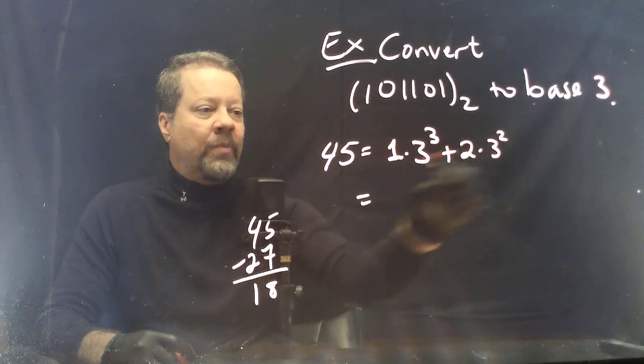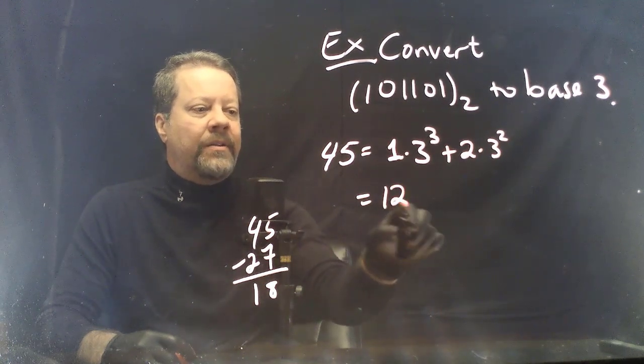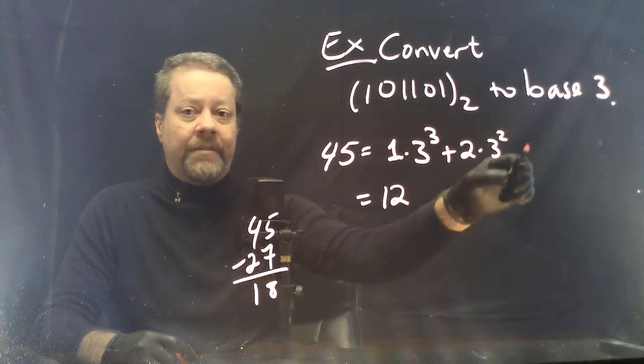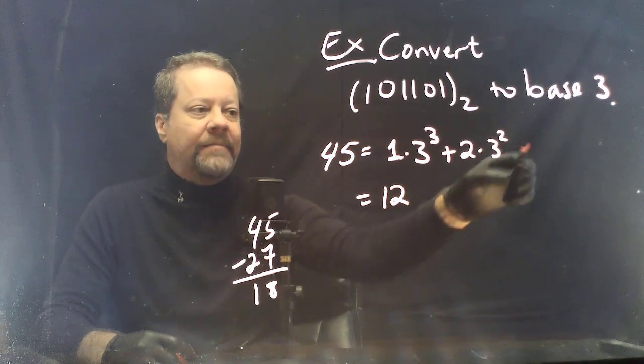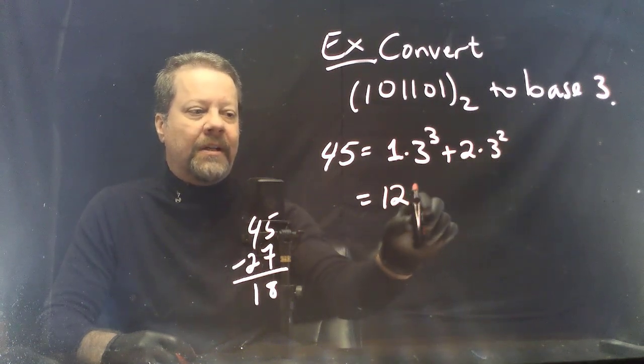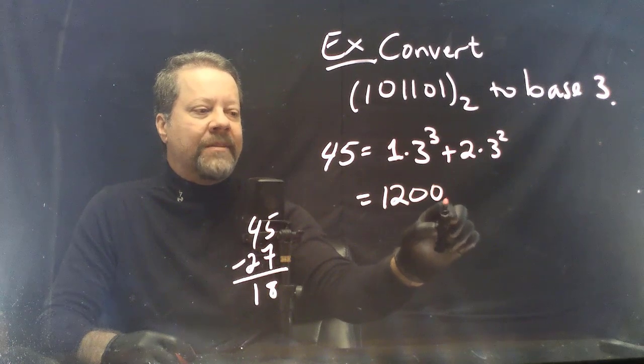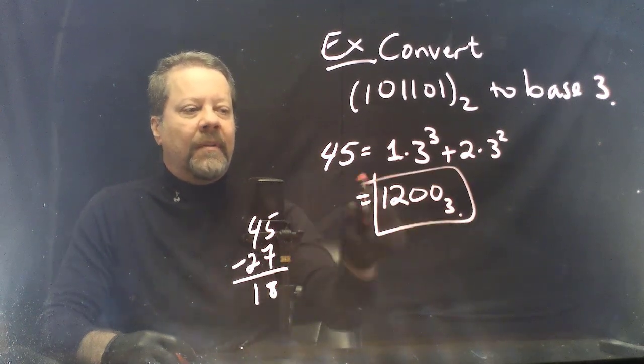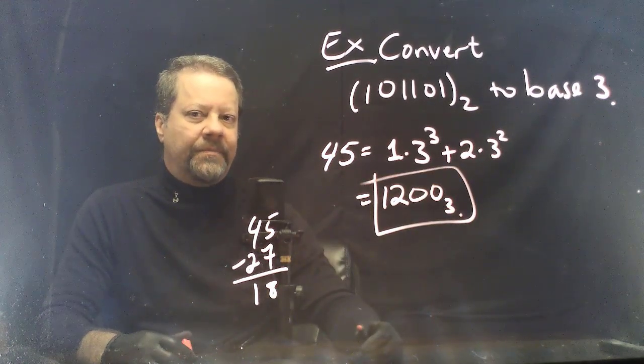And so we get 1, 2, the powers of 3 to the 1. We get 0 of those, and we get 0 constants. So in base 3, it will be 1, 2, 0, 0.